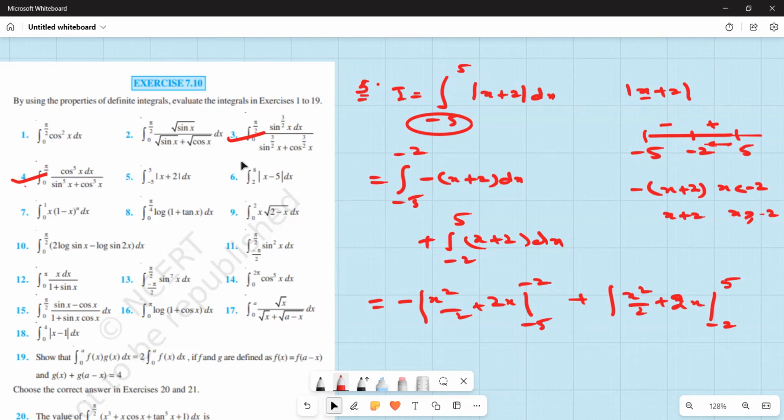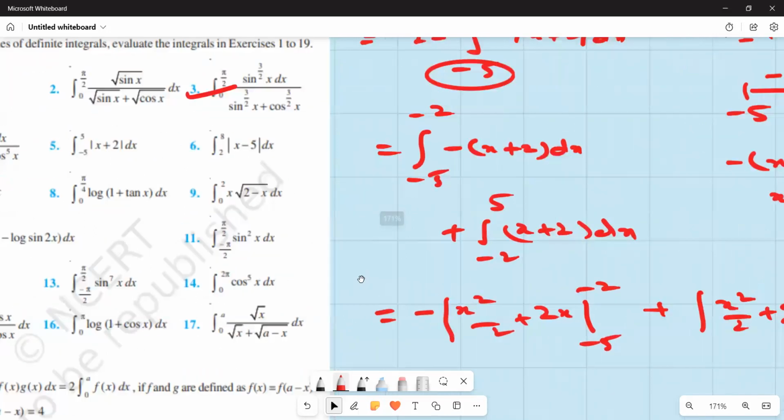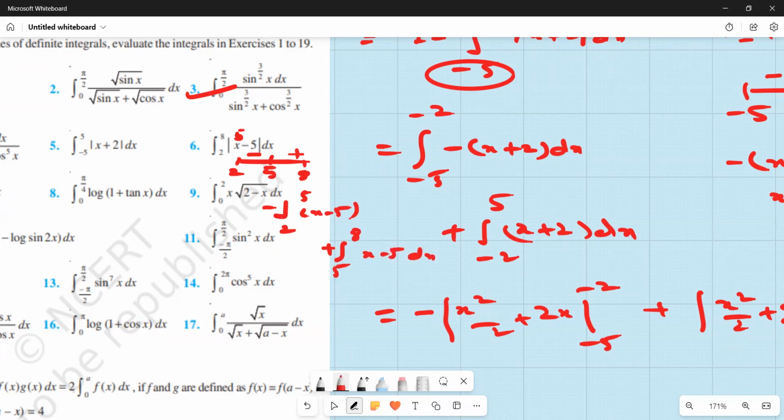Then next question, sixth question. What will be the breakpoint for this? 5, right? At 5, 5 minus 5 is 0. So 5 is here. The left is negative, right is positive. 2 is this side and 8 is this side. So what will you write? 2 to 5 minus of x minus 5, and 5 to 8 plus of x minus 5. Clear? 2 to 5 minus of x minus 5 and 5 to 8 x minus 5, positive. Integrate this. Clear?